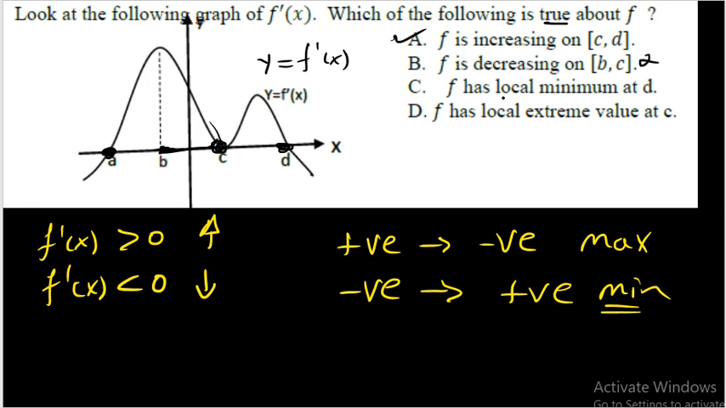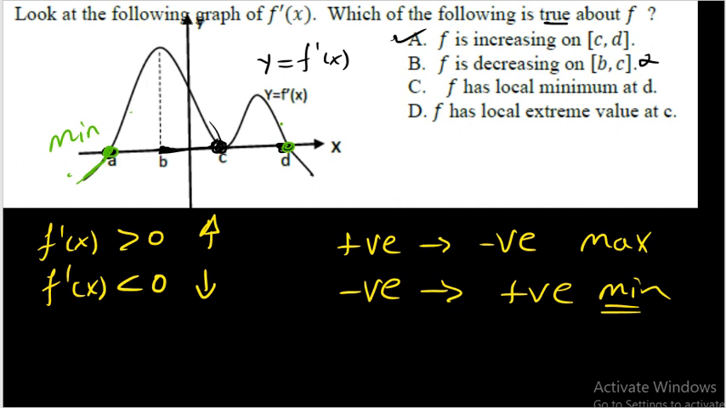C says f has a local maximum at A. Try to see here at A. At A there is a sign change. From what to what? The graph was negative, below the x-axis. It changes to positive at A. So this is going to be a minimum. A will be a minimum. And what about D?